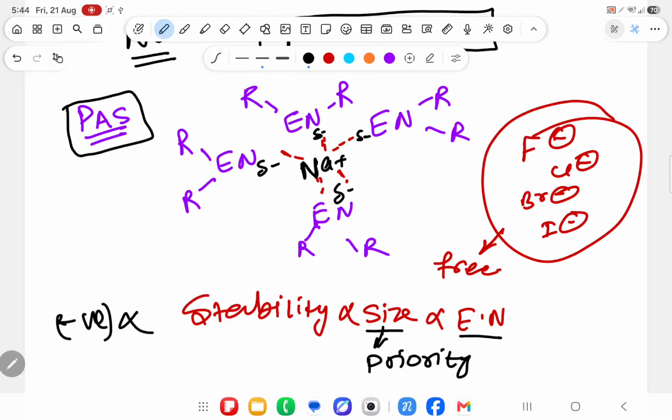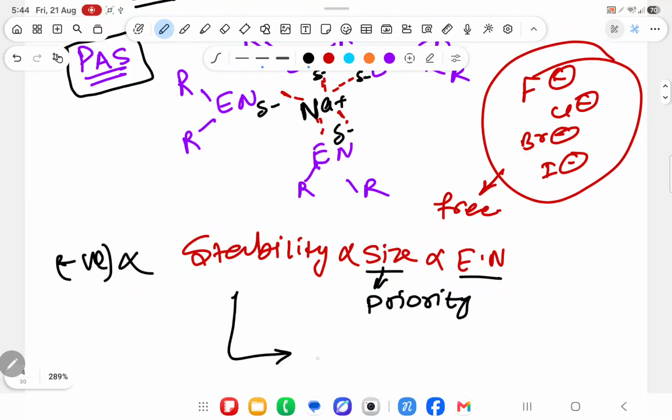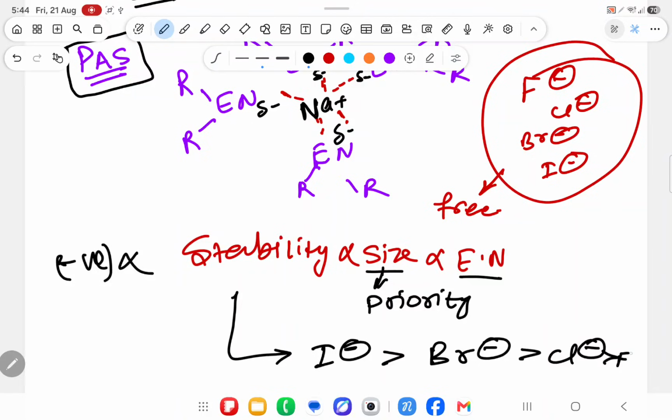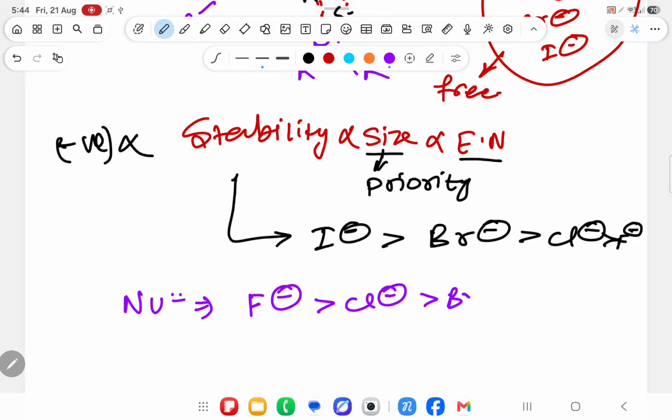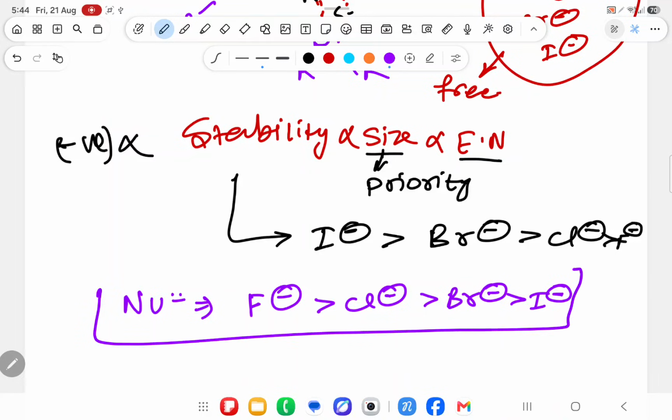Negative charge stability is directly proportional to size and electronegativity, but the first priority is given to size. So iodine has more size, so I minus is more stable. Then Br minus, then Cl minus, then F minus. The stable one cannot give the electron easily. Which can give the electron easily? Fluorine, that is less stable. So the nucleophilicity of fluorine is more, then chlorine, then bromine, and then iodine. This is the nucleophilicity order of fluorine, chlorine, bromine and iodine.